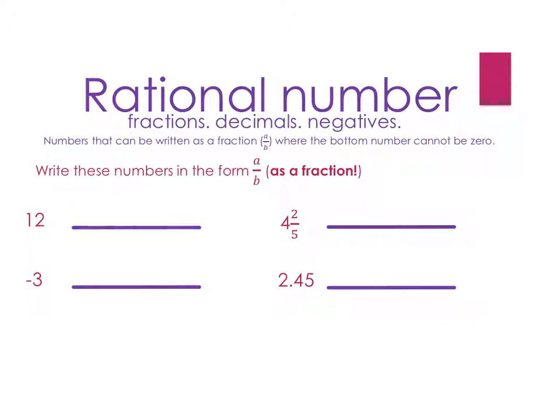Okay, so now that we know what the difference is between a rational number, an integer, and a whole number, now let's talk a little bit more about that definition that I said in the beginning. I said that rational numbers are numbers that can be written as a fraction, which is a over b, where the bottom number cannot be 0. So we need to make sure that these are all actually rational numbers, and the way that we do that is write them as a fraction in the form a over b. So the form a over b stands for a fraction.